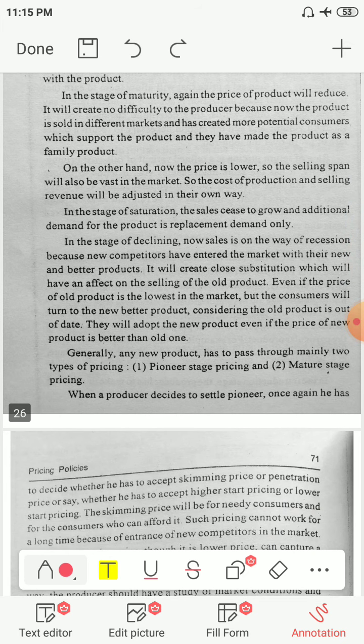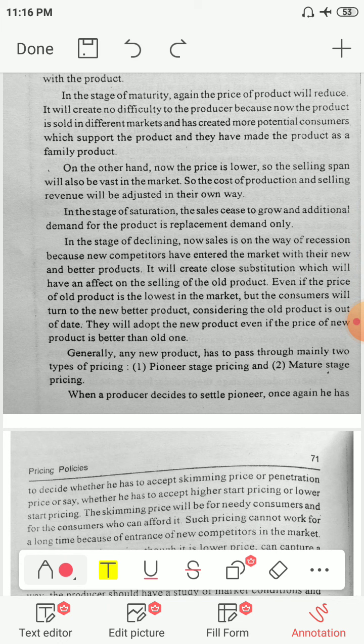In the stage of saturation, sales cease to grow and the additional demand for the product is replacement demand only. See, saturation is a stage where the people who want to be your consumers are already your consumers. Now no new consumer will be added to your customer base. Those who want to adopt your product have already adopted it. Now if there is demand in the market, it is not new demand, but replacement only.